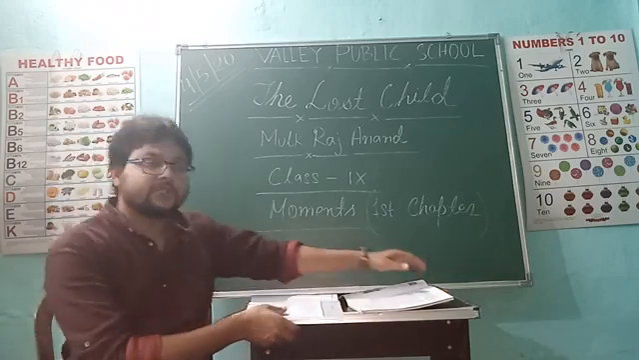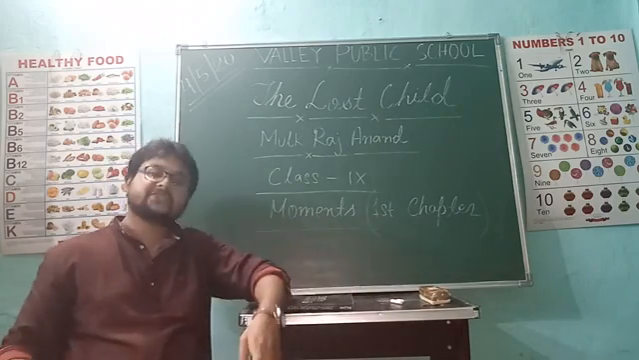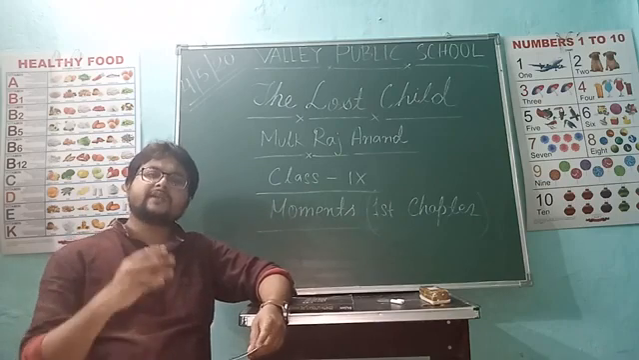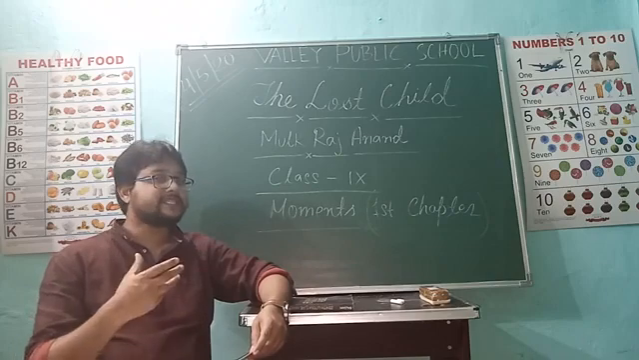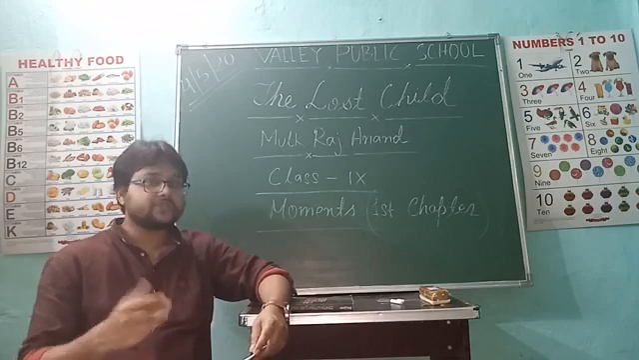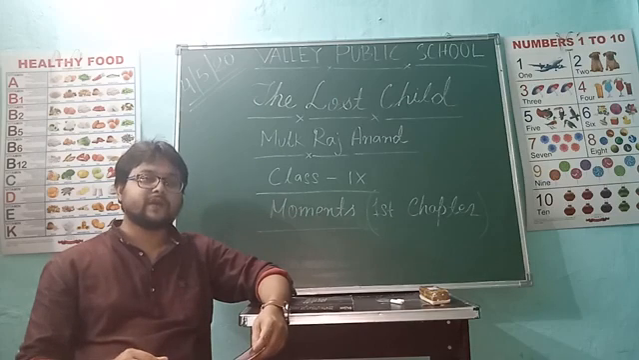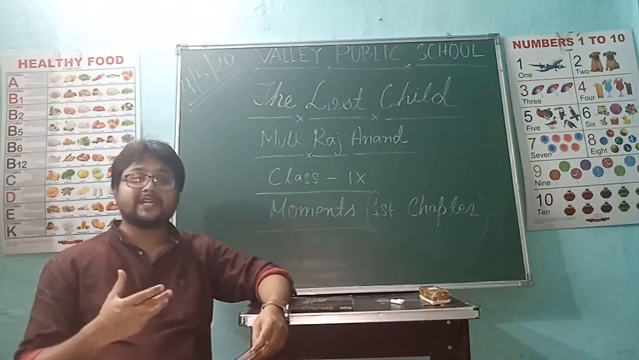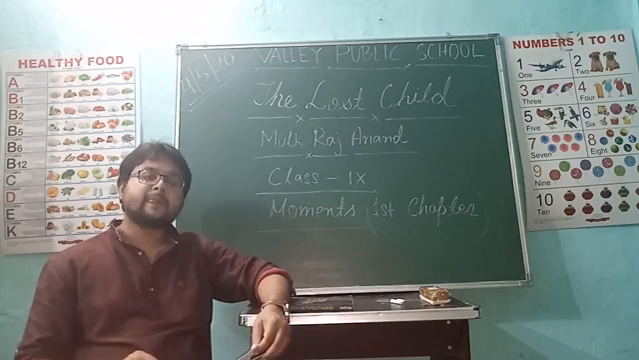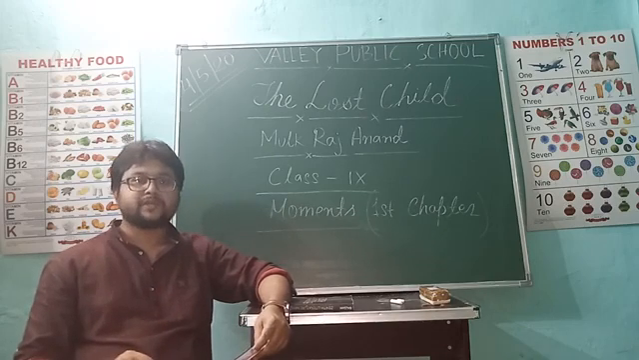Students, as I told you, the title of the chapter is The Lost Child. With the title you can understand very easily what the story is all about. The story is all about a child who is lost, who is missing. Where is he missing? He is missing somewhere. We will understand where the child is missing after reading this chapter. So stay tuned with me, your teacher Vikram Pramanik, and let's begin the chapter line wise.